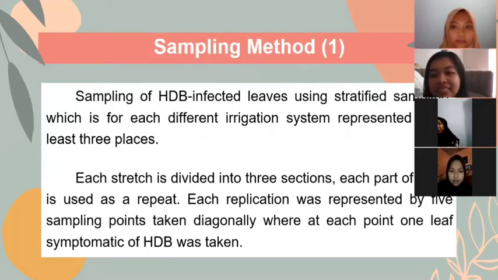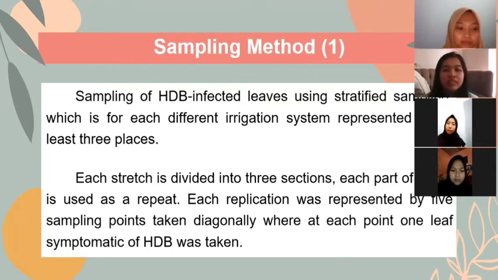sampling method. Sampling of HDB infected leaves used stratified sampling, with each different irrigation system represented by at least 3 places. Each place is divided into 3 sections, each part of which is used as a repeat. Each replication was represented by 5 sampling points taken diagonally, where at each point one leaf symptomatic of HDB was taken. Next.